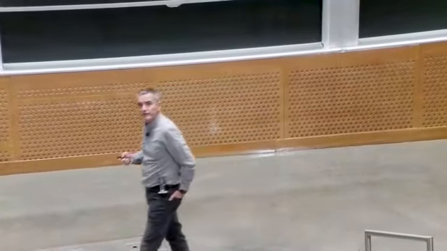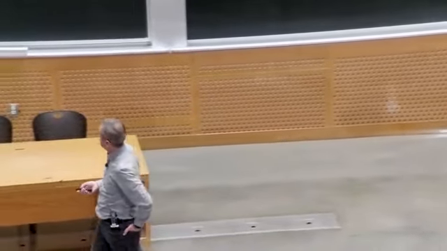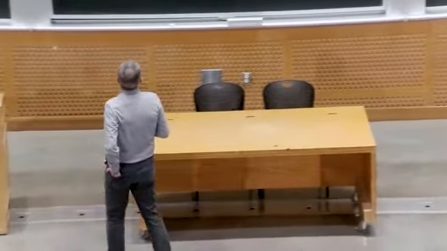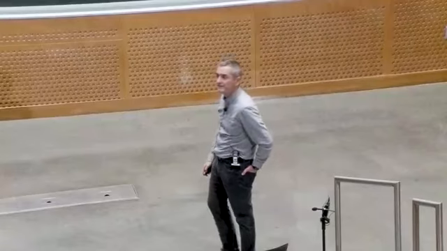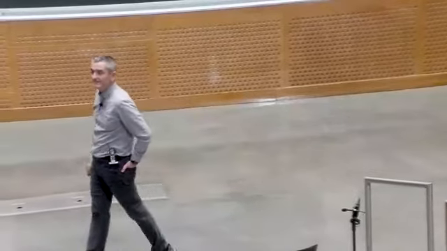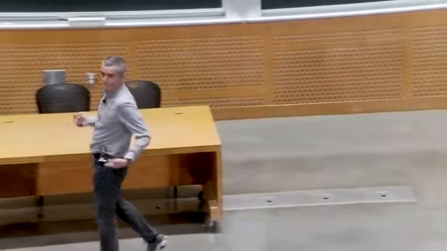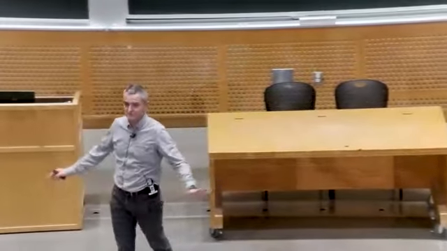So let's use a little more of this model and look at other shocks within this model. Let's start with, suppose that we increase the expected exchange rate. What moves in this diagram? Let's go, does the LM move? No, the LM is controlled by the domestic central bank, doesn't move.